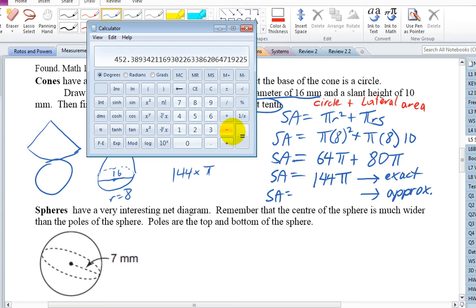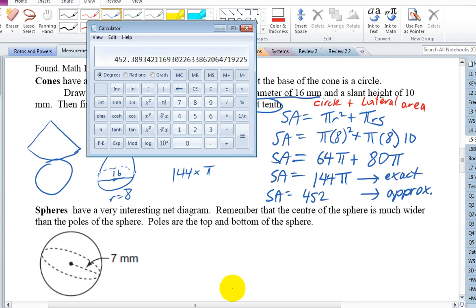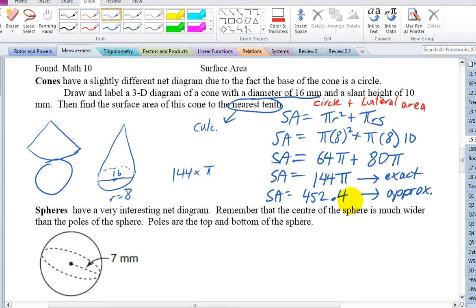Thanks, Janet. So it'll be 452.4, and it's going to be millimeters squared.